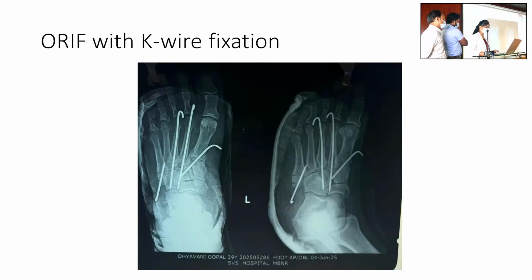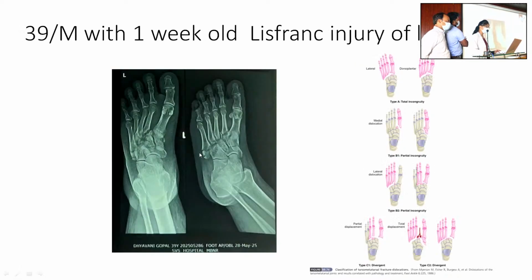But in B1, middle and lateral columns should be intact, sir. This is B1, and the medial column will be displaced, sir. Is it totally congruous or totally incongruous? C is divergent displacement. Okay, sir. In type A, there will be total incongruity of all TMT joints. Hardcastle and Myerson classification.